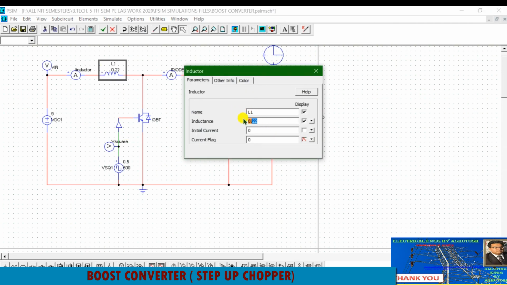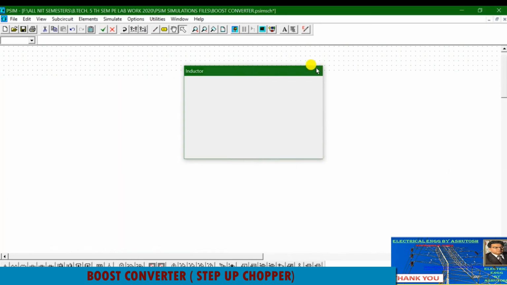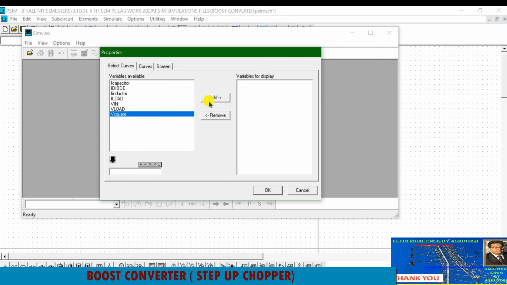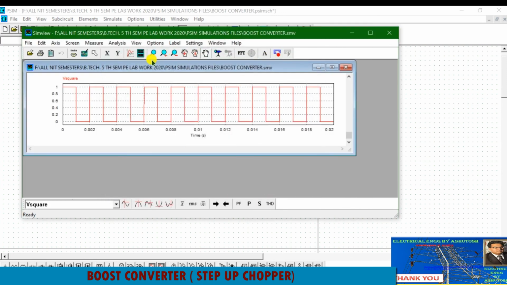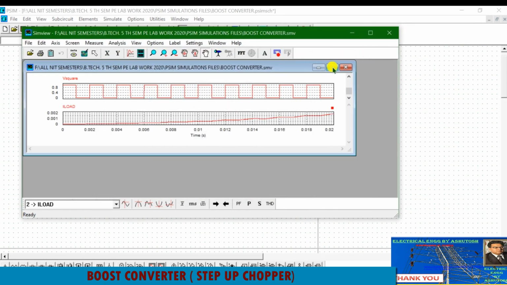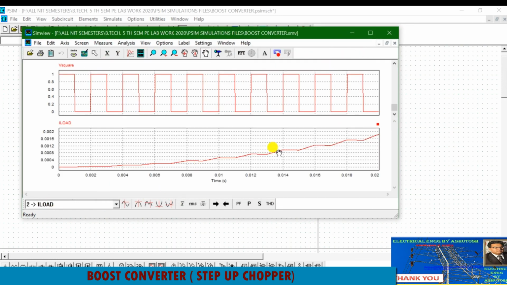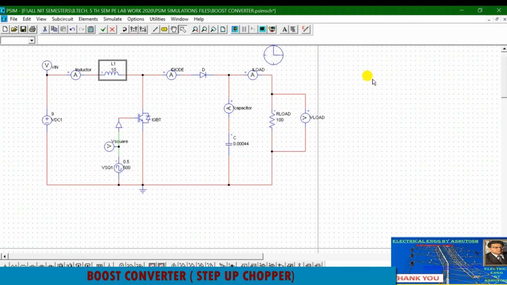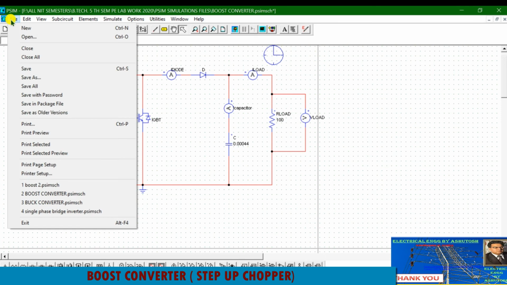Now we increase it to 10 Henry. Okay, now see the output current. This is the square wave voltage. Then select load current. Now you can clearly see this is increasing. Okay, so this becomes continuous. So this was our first diagram, and you can also draw the same diagram by using this circuit, guys.